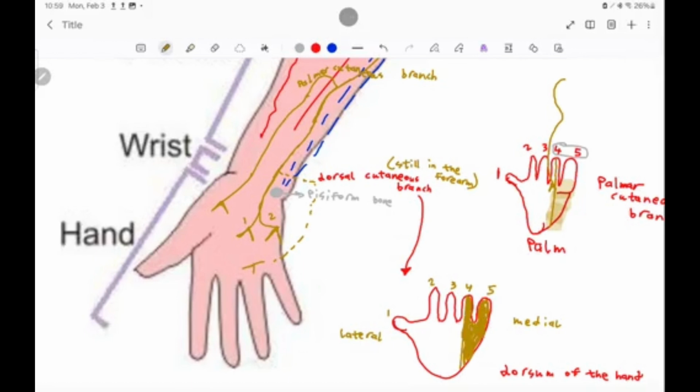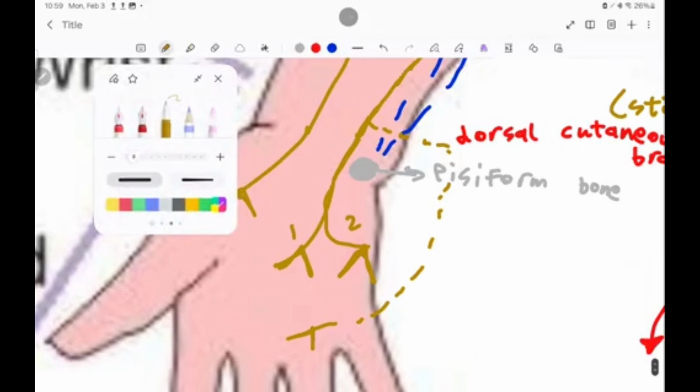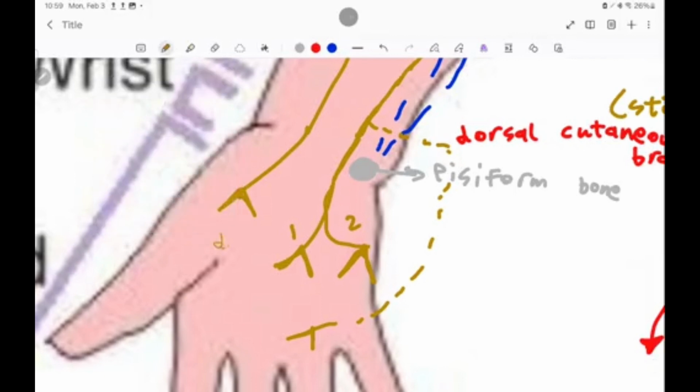But the last two branches now enter the hand, and both of them give motor activity. First of all, we have the deep terminal branch, which is number one. This one is called the deep terminal branch.